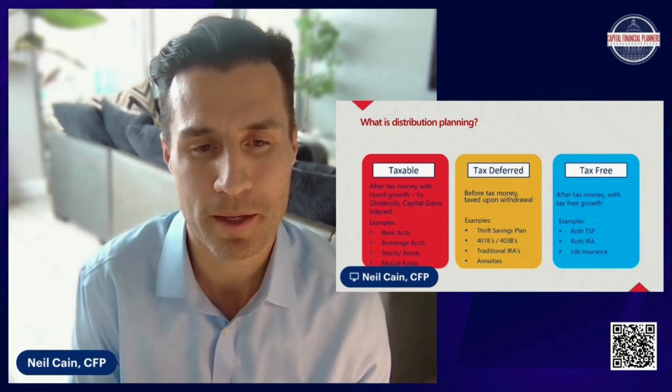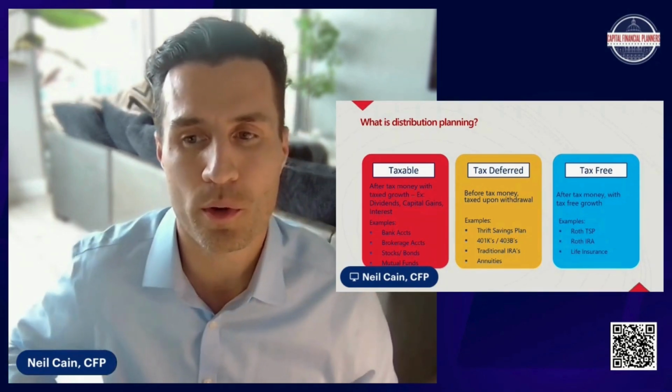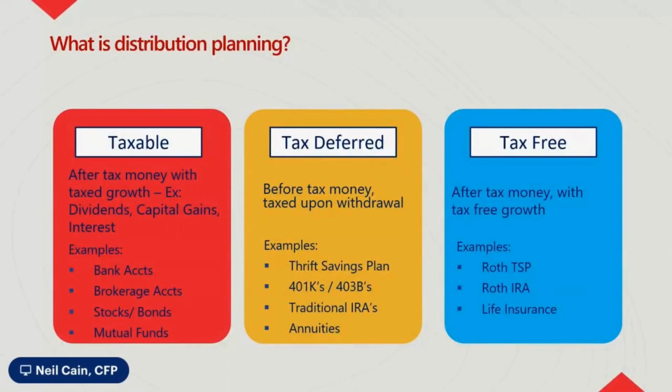cash flow in retirement. So there's three main categories of investment accounts. The first main category is going to be taxable. Taxable over there on the left is going to be investment accounts that don't reside in a retirement account. These are investment accounts that are brokerage accounts, stocks and bonds, mutual funds, even bank accounts. These accounts get taxed in the year that income, interest, or capital gains are earned, and you will pay taxes every year as you earn money.